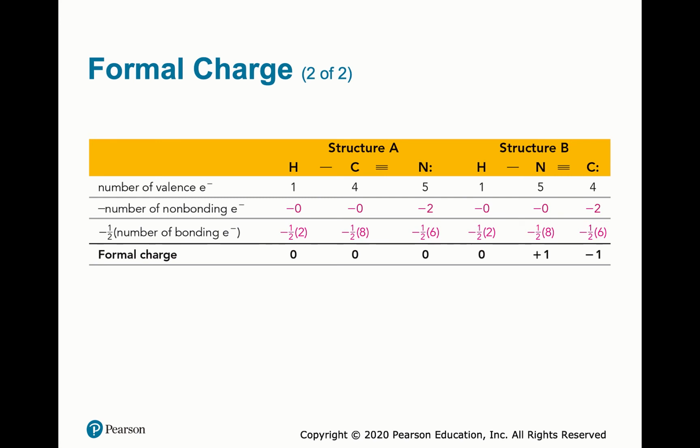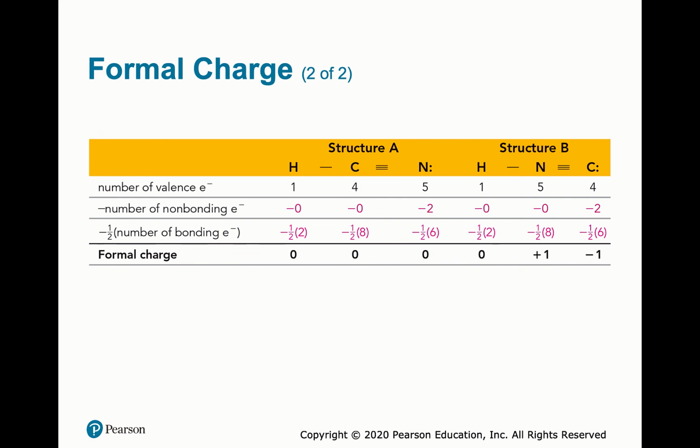So to give you an example here, you have the first structure, structure A. Hydrogen starts out with 1 electron. It doesn't have any of its own, and it's got a half of an electron from the bond with carbon. Its formal charge is 0. Carbon starts with 4. It has 4 bonds, half from one of those electrons from each of those 4 bonds. It has a formal charge of 0. Nitrogen starts off with 5. It has 2 from its lone pair. It has 3 bonds, so it gets an electron from each of those 3 bonds. Its formal charge is 0.